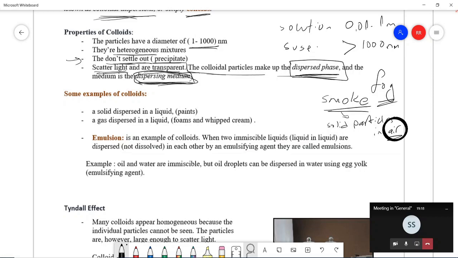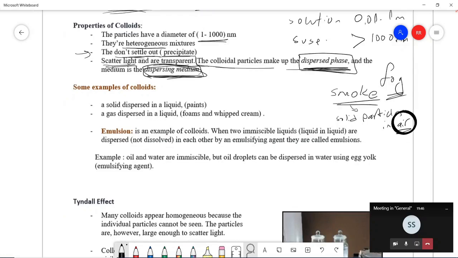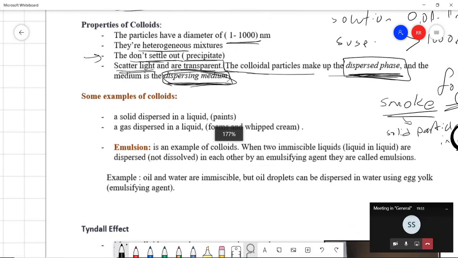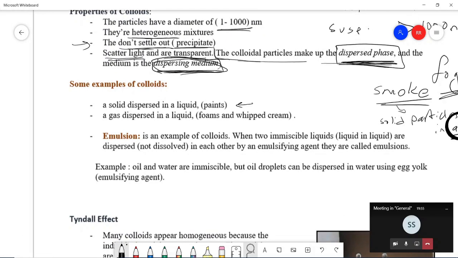We don't call it solvent because they don't dissolve. If you remember in solutions, we said solute and solvent. But what about colloids? Dispersed particles, not dissolved, dispersed particles, and the medium, instead of saying solvent, is called dispersing medium. What else is a colloid? Some solid particles dispersed in liquid, such as paint. For example, paint is also a colloid.